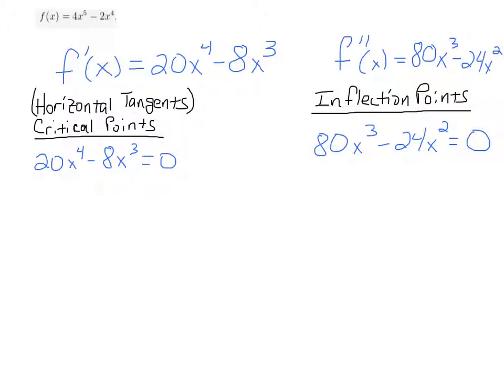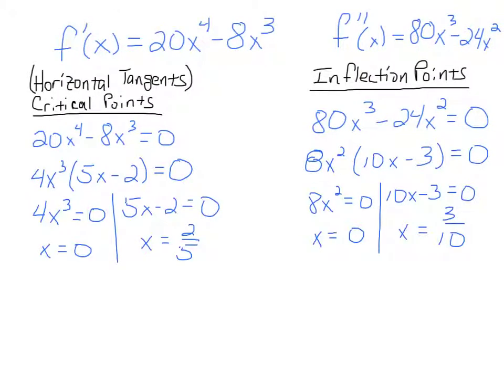Similarly, we continue with the power rule for the second derivative. 4 times 20 is 80. Subtract 1 from the exponent, we get 3. 3 times 8 is 24. Subtract 1 from the exponent, we get 2. And then we're going to set that equal to 0, and we're going to look for the inflection points. Okay, now it's just a matter of doing some algebra.